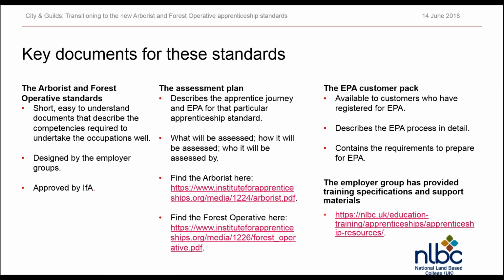So, key documents for these standards. The actual standard documents themselves, usually 2, possibly 3 pages in length. They're short, they're easy to understand, and they describe the competencies. So that's the skills, the knowledge and behaviours expected of a competent apprentice, or an apprentice who is deemed to be competent. They've been designed by the employer groups and they've been approved by the IFA.